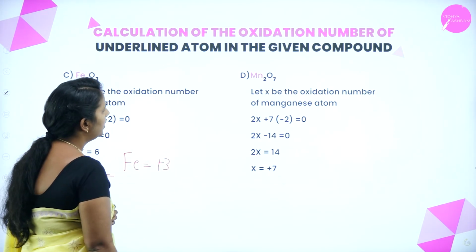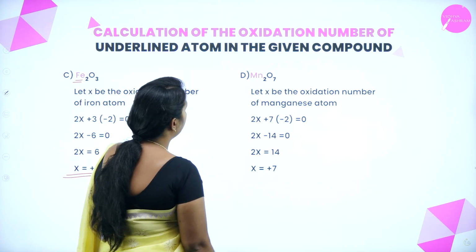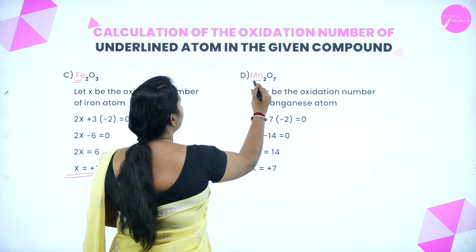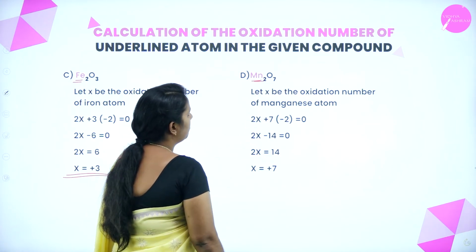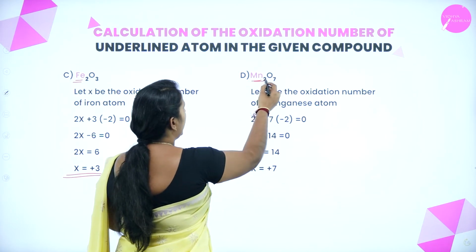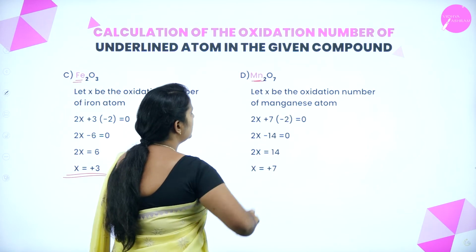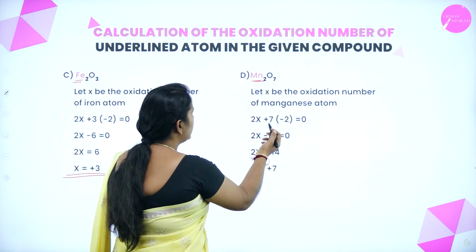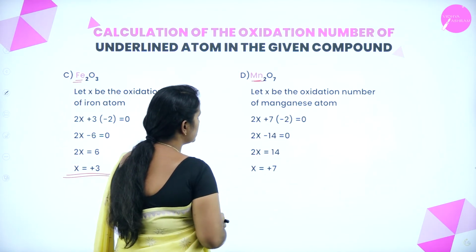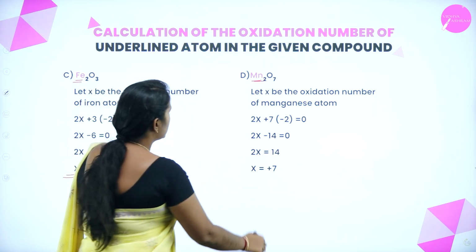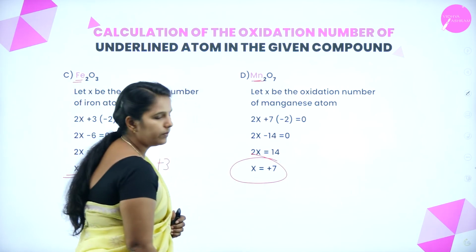In the case of manganese oxide, we need to calculate the oxidation number of the manganese atom. So it is 2x. Why? Because there are 2 Mn atoms. 2x plus 7 times -2 is equal to 0. So 2x minus 14 is equal to 0, 2x is equal to 14 and x is equal to 7. So the oxidation state of manganese will be 7.